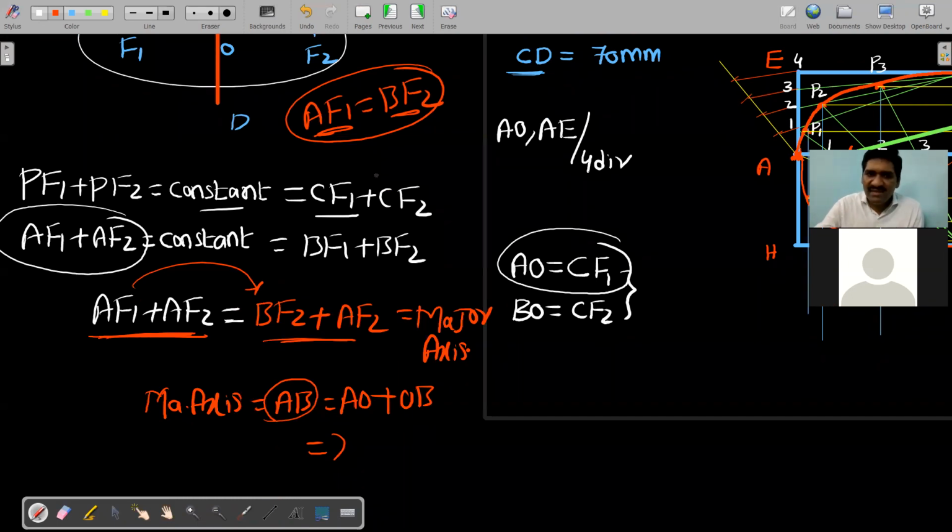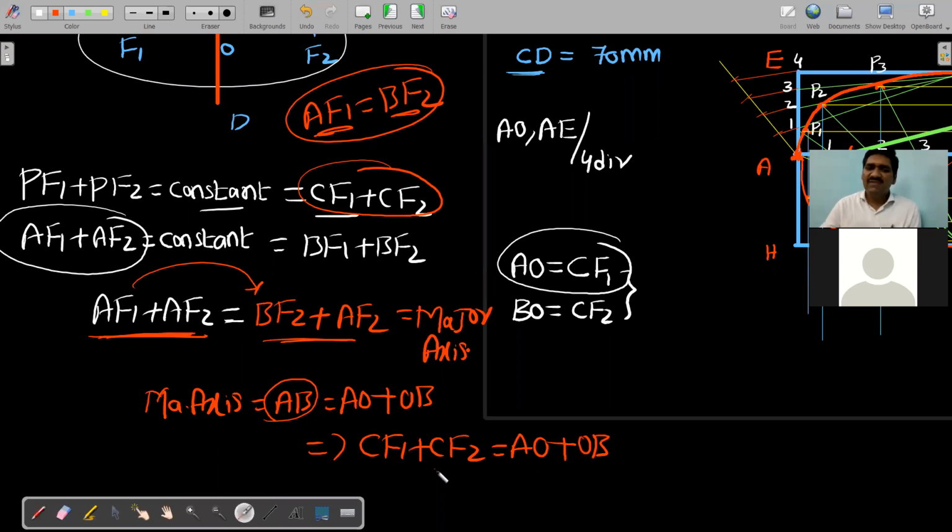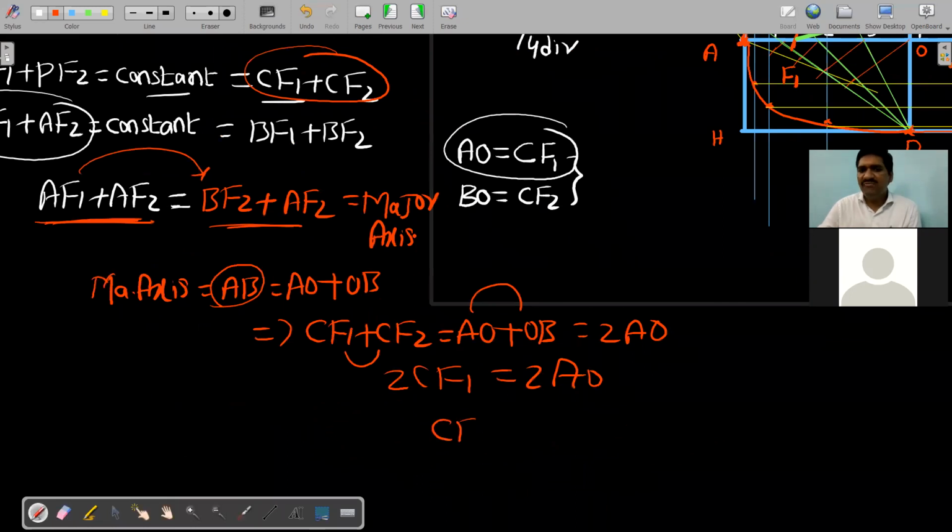Fine. Now, can I say that this is also definitely equal to the same thing or not? So CF1 plus CF2 is equal to AO plus OB. So the point here is that all these distances are equal. All these things have a constant value, and that constant value is the major axis. So can I say these two are equal? If these two are equal, I can write 2 into AO. At the same time, these two are also equal. Therefore, I can write 2 into CF1 is equal to 2 into AO. Finally, CF1 is definitely equal to AO.